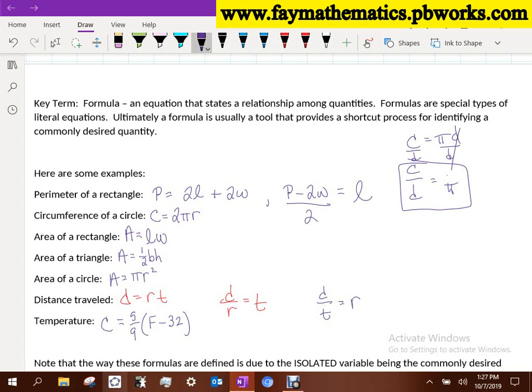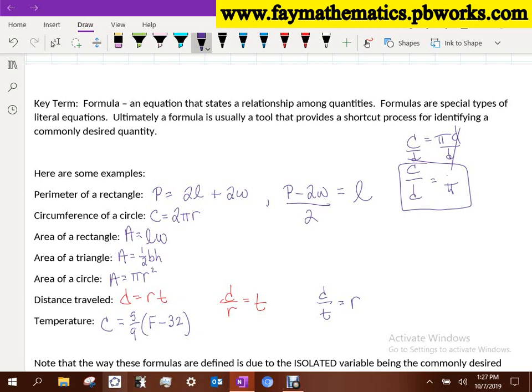When, let's say, Fahrenheit is 100, I go 100 minus 32, which would give me 68. I take 68 and multiply it by 5/9. That will give me my Celsius temperature, which is going to be less than the Fahrenheit. Does that make sense? Okay. But that's how I find the temperature in Celsius.